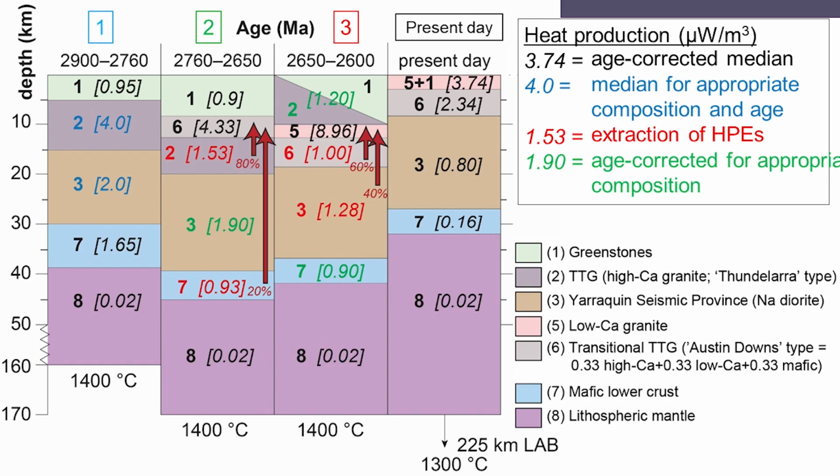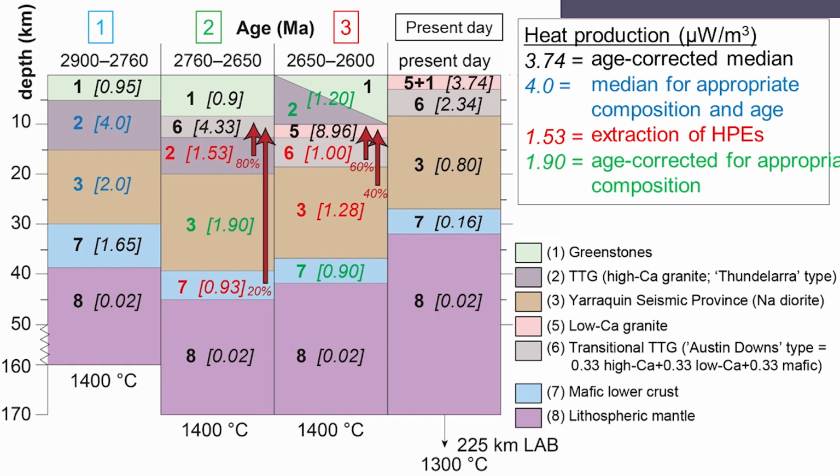I should also point out that these red arrows are where the heat producing elements are coming from. Okay, so we know the source for this layer 6, this high calcium Austin Downs granite. We know that it comes from the older TTGs, this unit 2. We know it comes from the lower crust. So I fiddled a bit with balancing the heat production so that this is a consistent crustal column.